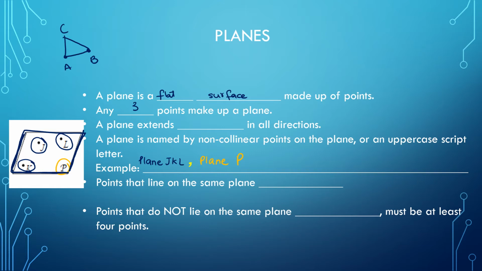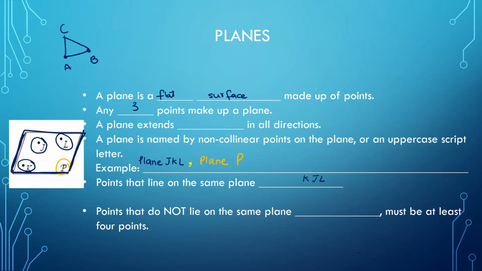So in our case, on the blue plane, there are 3 points, K, J, and L. Please keep in mind that P is not a point. We don't see a dot in front of P. It's just representing the plane. It's not a point. P is not a point. It's just representing the plane.